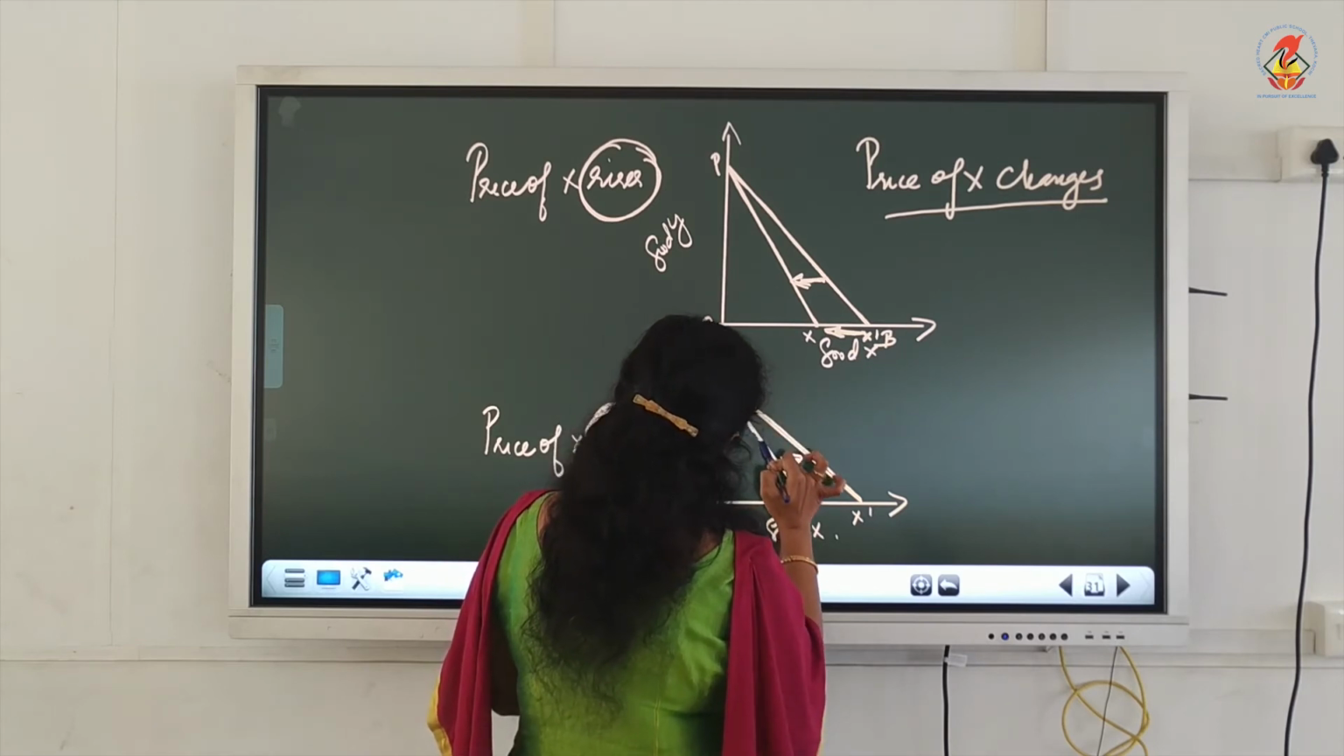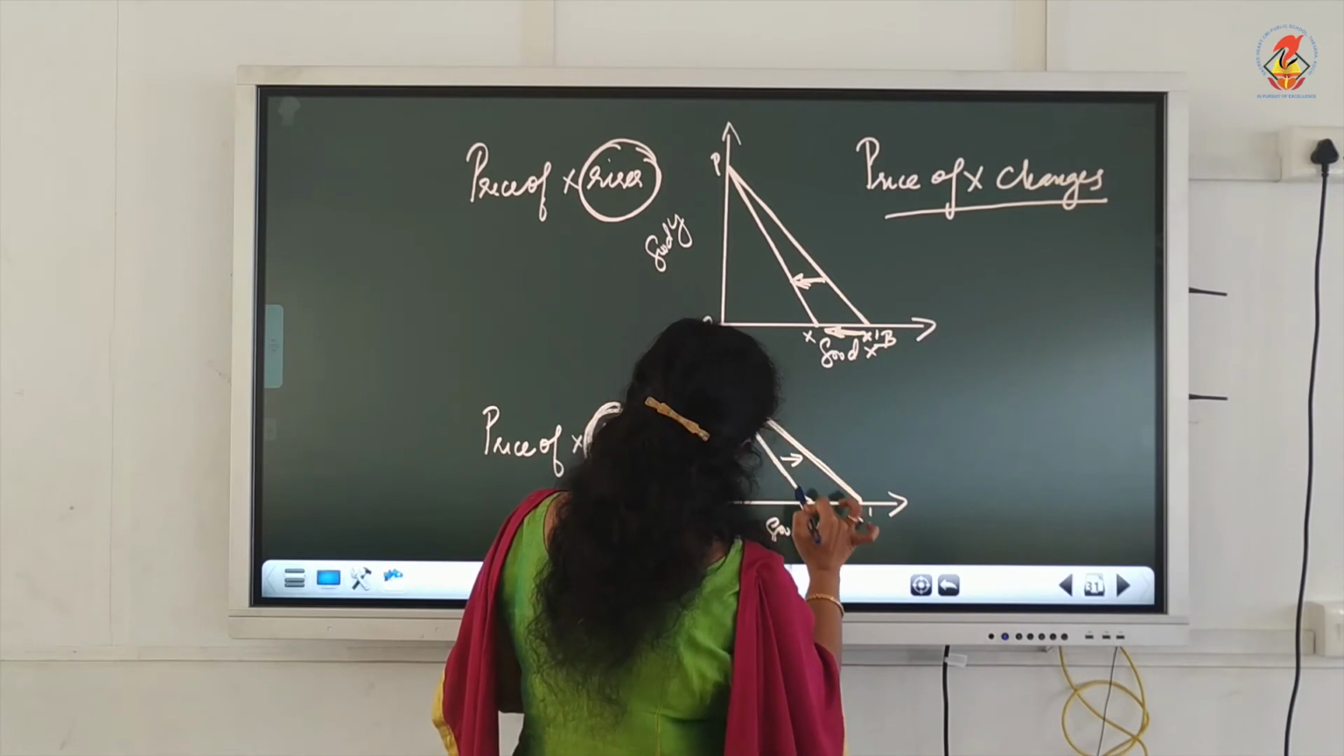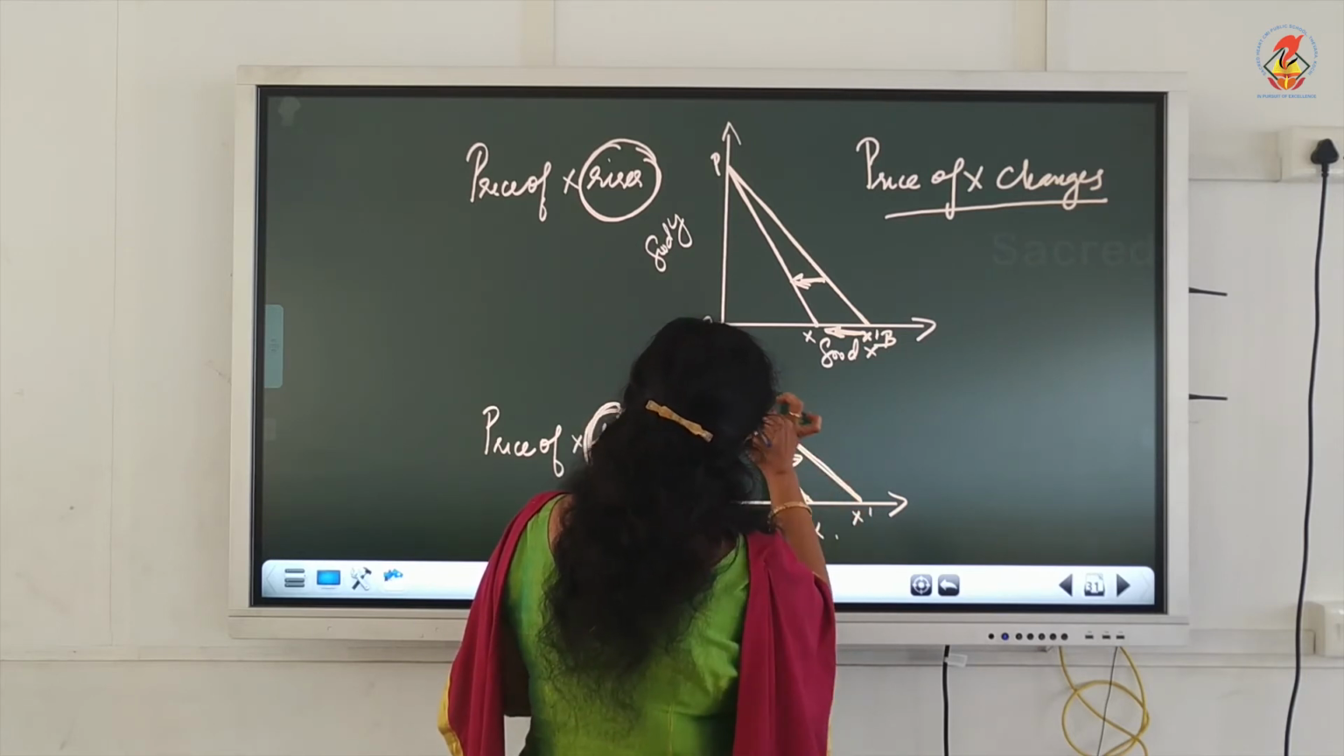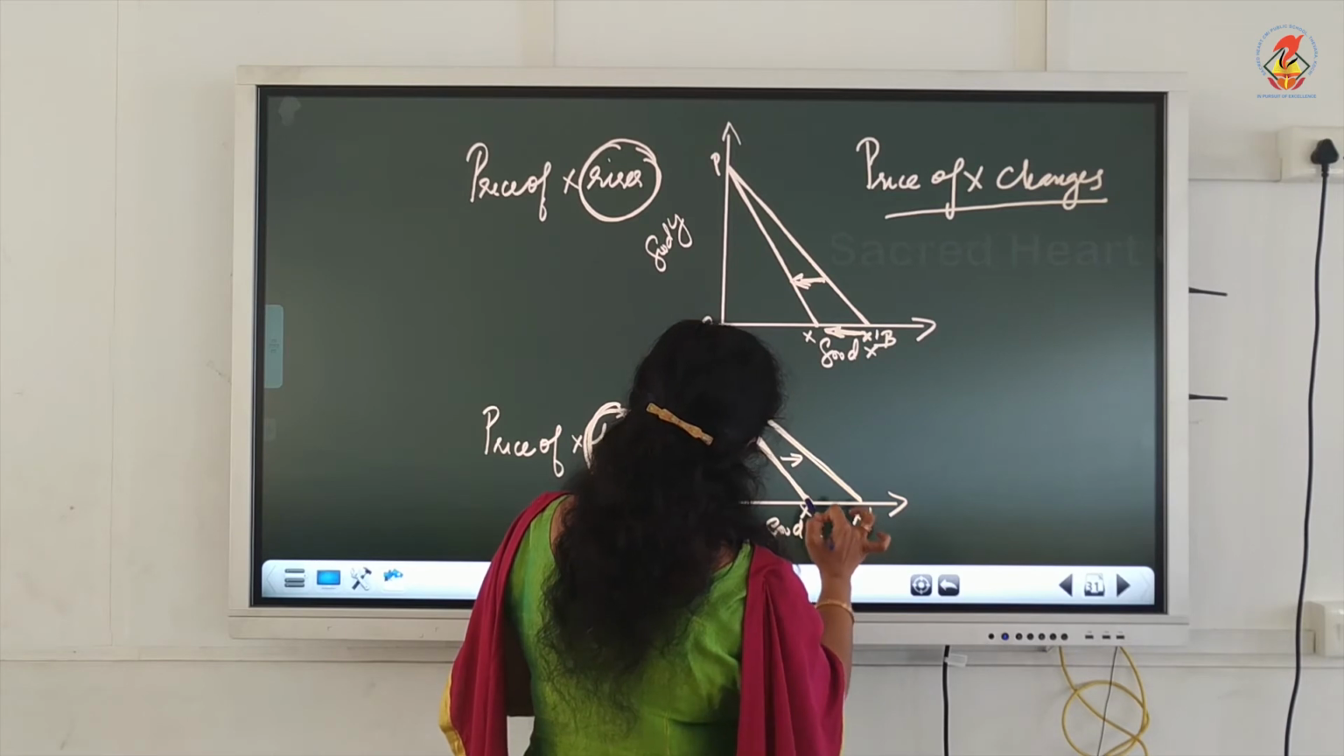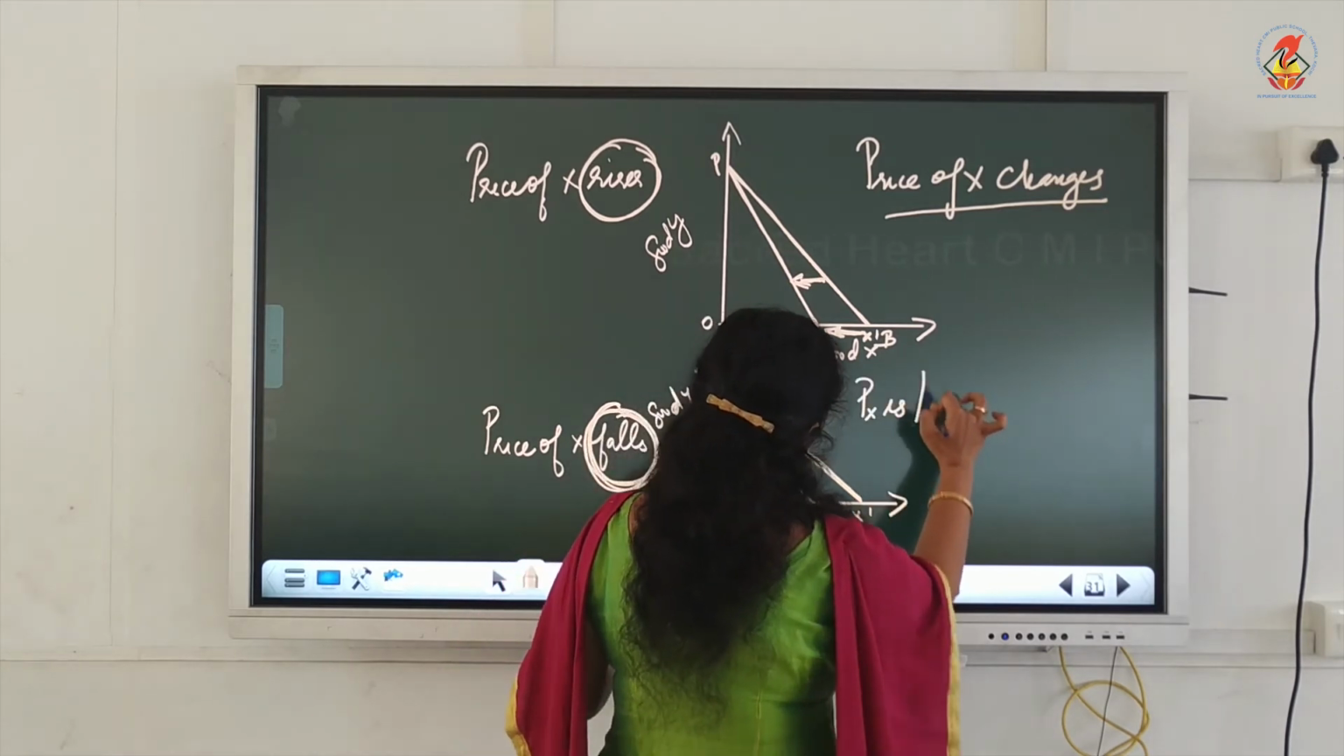So, this is the initial budget line, Px.